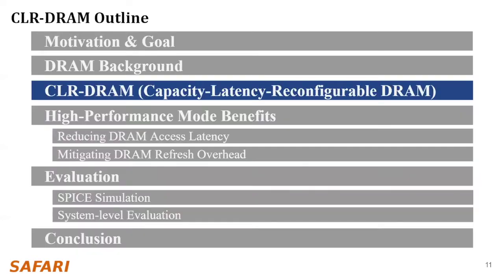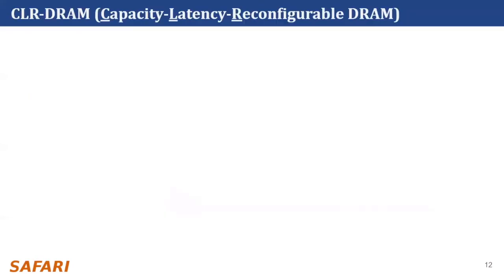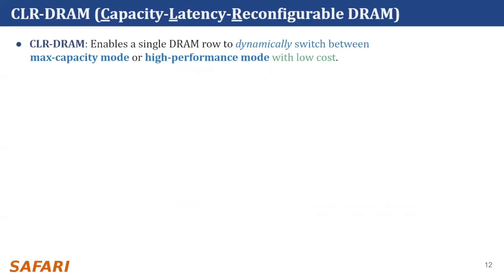Now, I will introduce our new idea, CLR-DRAM, Capacity-Latency Reconfigurable DRAM. CLR-DRAM is a low-cost DRAM architecture that enables a single DRAM row to dynamically switch between either max capacity or high-performance mode.